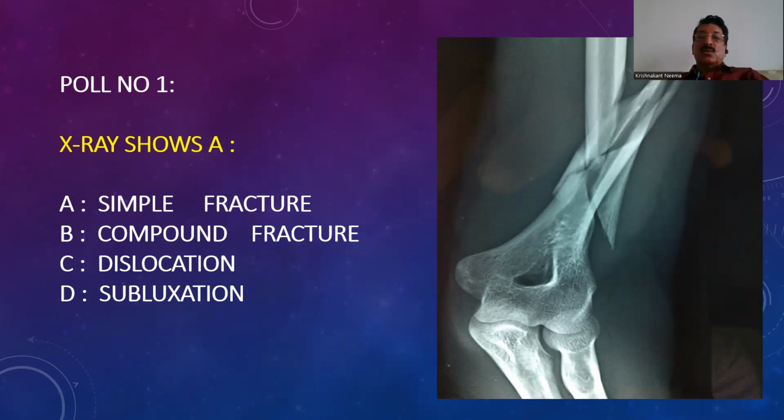It is not a dislocation. It is a case of fracture. The joints are intact and neither is it a subluxation. Since the joint is intact, it is neither A, B, C, nor D. It is something else. This question has been framed to make you think what is right, what is wrong. So the right answer does not reflect in the list of answers.